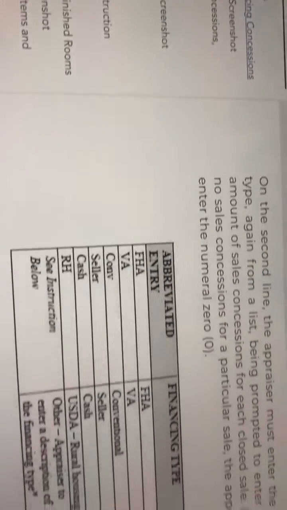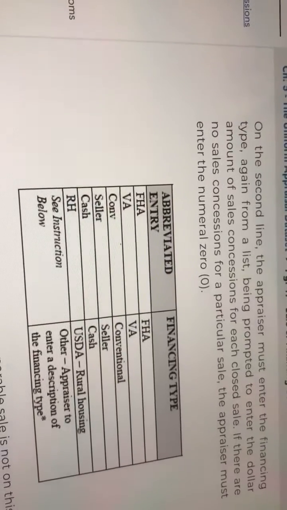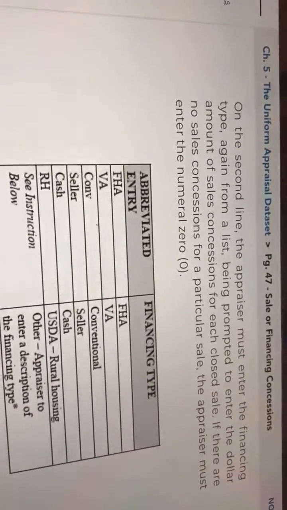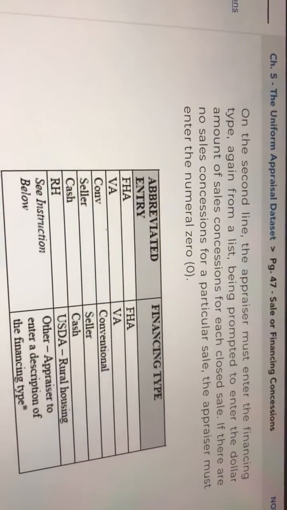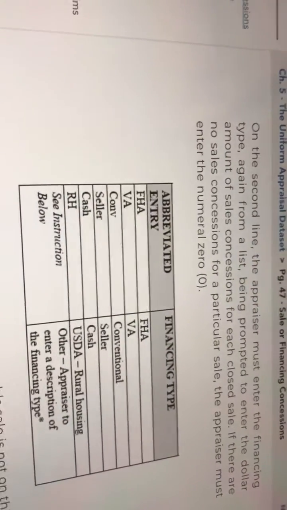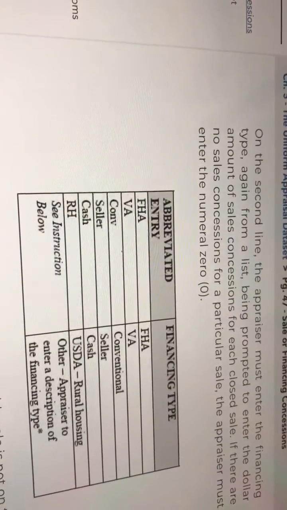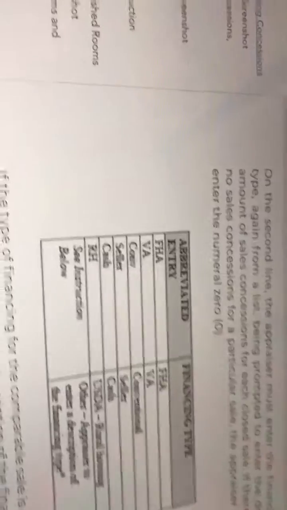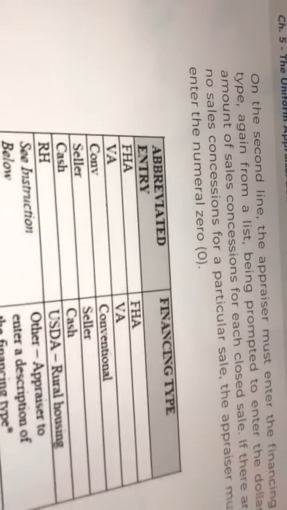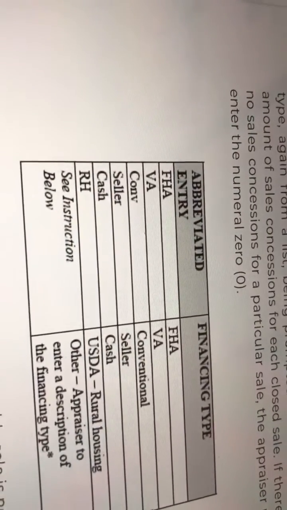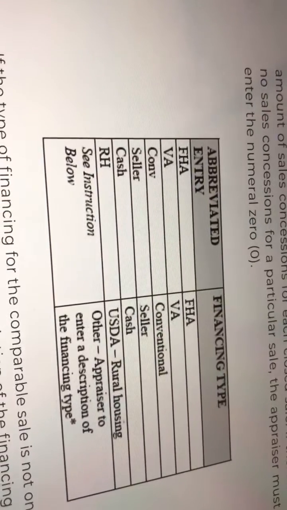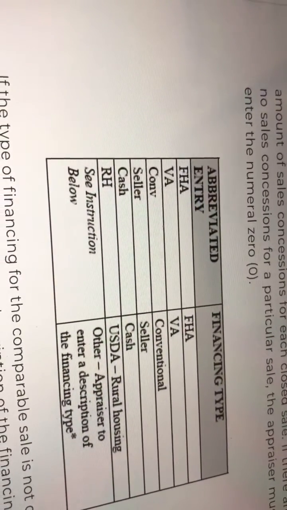On the second line, the appraiser must enter the financing type, again from a list. Being prompted to enter the dollar amount of sales concessions for each closed sale. If there are no sales concessions for a particular sale, the appraiser must enter the numeral 0. Abbreviated entry, FHA. Financing type, FHA. Abbreviated entry, VA. Financing type, VA.